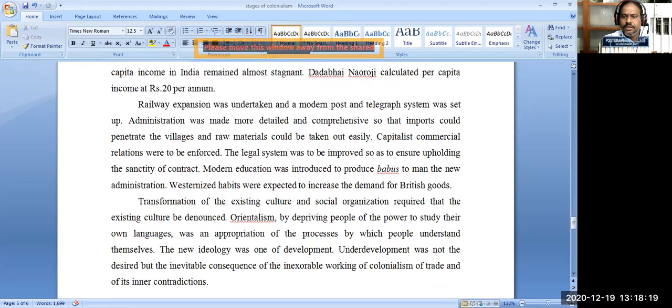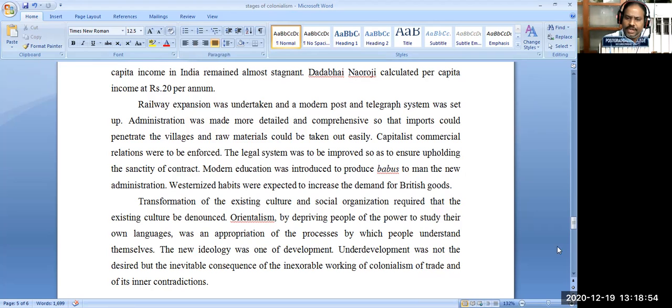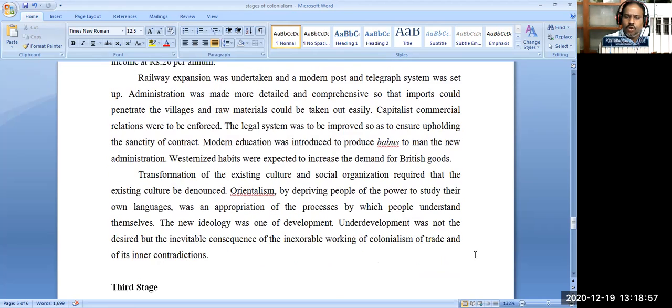Transformation of the existing culture and social organization required that the existing culture be denounced. Orientalism, by depriving people of the power to study their own languages, was an appropriation of the processes by which people understand themselves. The new ideology was one of development. Underdevelopment was not the desired but the inevitable consequence of the inexorable working of colonialism and its inner contradictions.